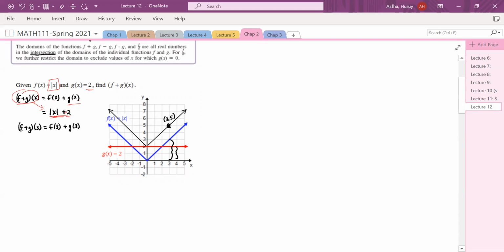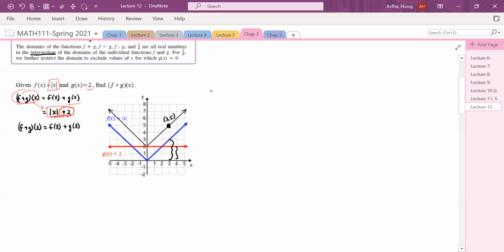Now if we look graphically at these three functions, g of x equals 2 is this red line, f of x equals absolute value of x is the blue line, and (f plus g) of x is this black line. If you see, this is a shift of the absolute value: the blue line is shifted upwards by 2 units because of this.